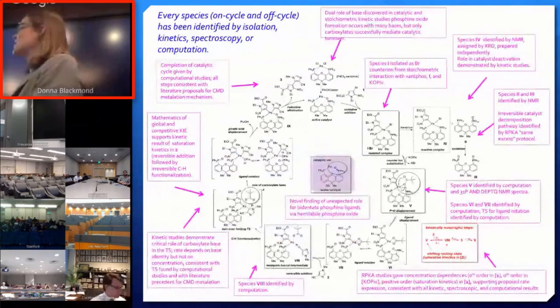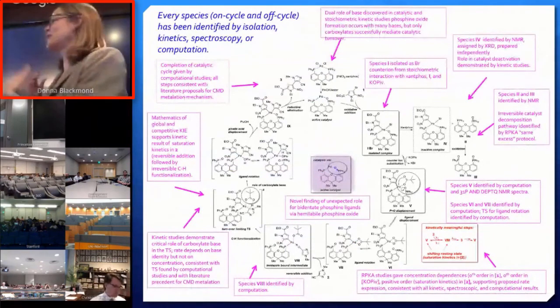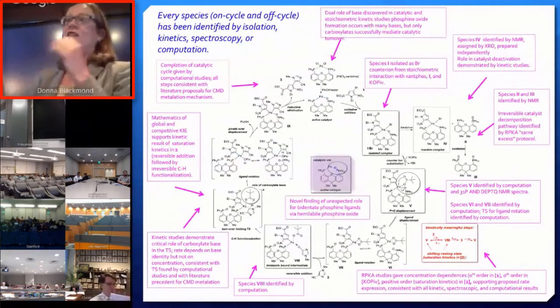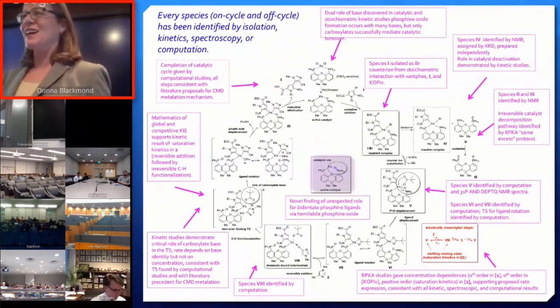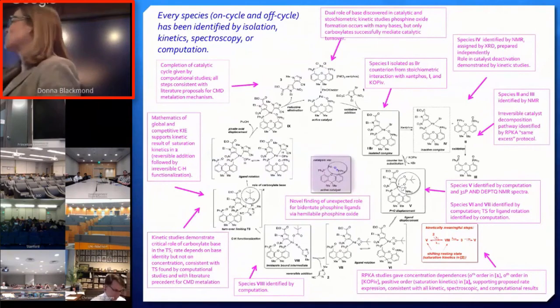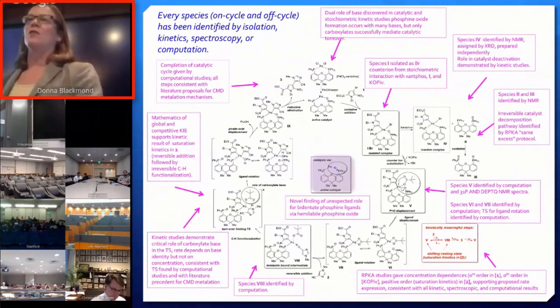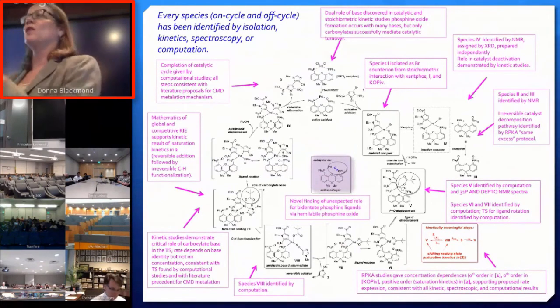So this is just an annotation which tells you how we learned about it. I did this actually for the JACS editor when we were trying to say, look, come on, we've really nailed this cycle. It's a complete picture of every single species in the cycle and what we did to show that it's viable.